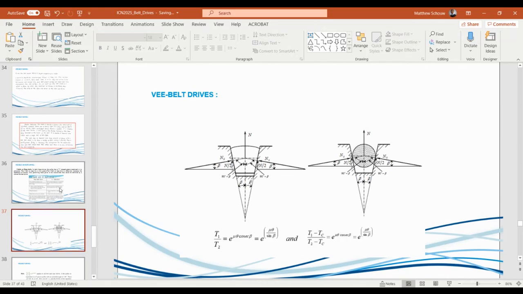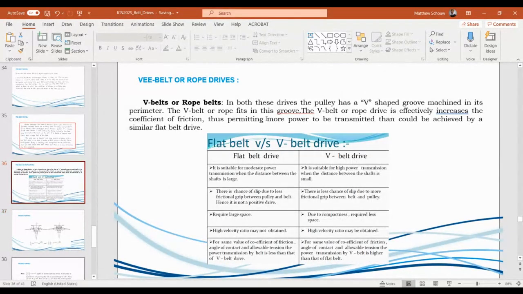Nevertheless, the V-belt or rope drive effectively increases the coefficient of friction, thus permitting more power to be transmitted. Remember, this is a friction drive, not a positive drive, right? So let's look at some comparison. Flat belt drives are good for moderate transmission and when the distance between the shafts is large, so that's cool. For V-belts, high power transmission and when the distance between shafts is small. I'm sure you guys have seen that. Also, there's a chance of slip due to less frictional grip between pulley and belt. Hence, it's not a positive drive.